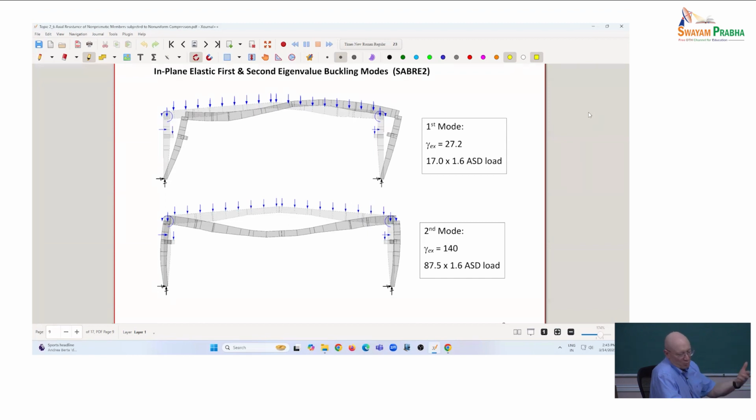If I take the alpha of 1.6 as what's needed to get to strength, then it'd be 27.2 over 1.6 would be the eigenvalue relative to strength. And then the second mode here is relevant. We'll look at some things with Consteel, where Consteel actually gives you an indication that, hey, here's your buckling modes in the frame, and so Consteel would give you comparable eigenvalues for each of these modes.